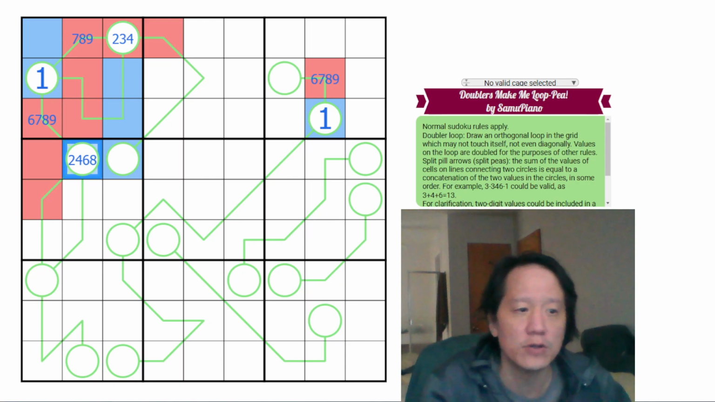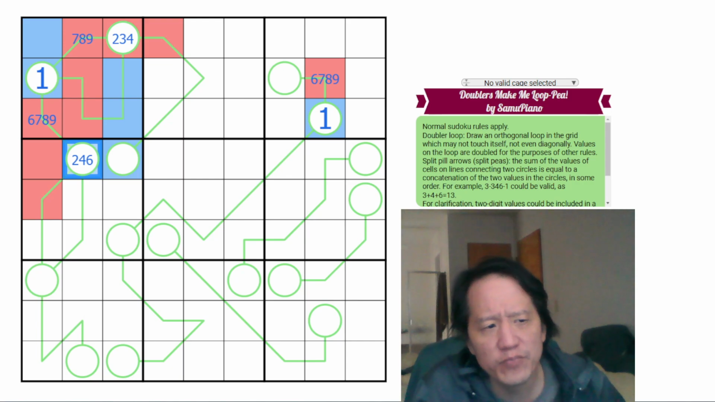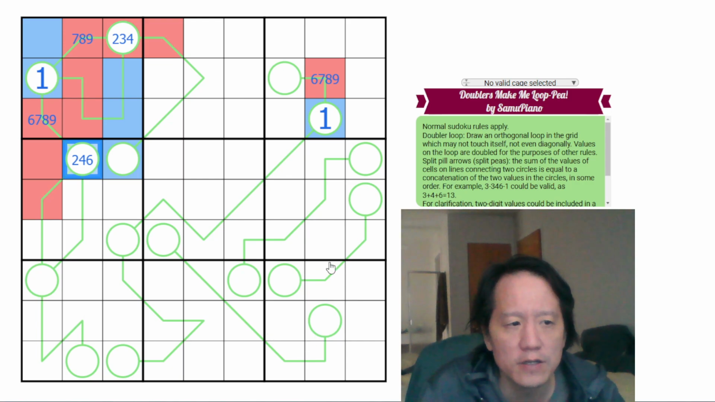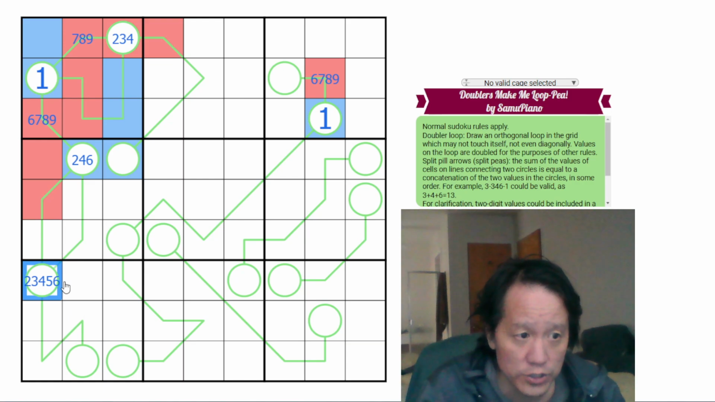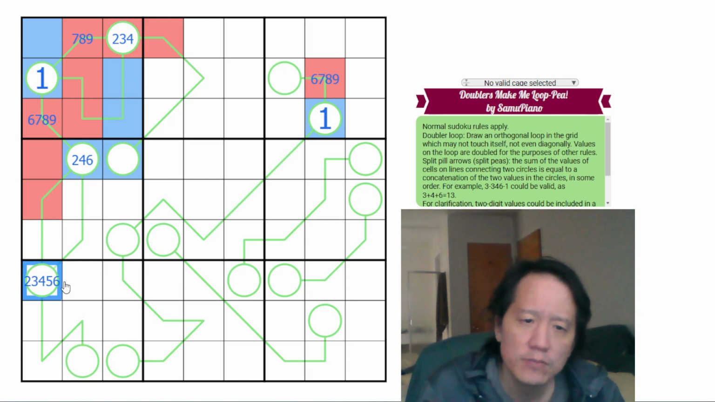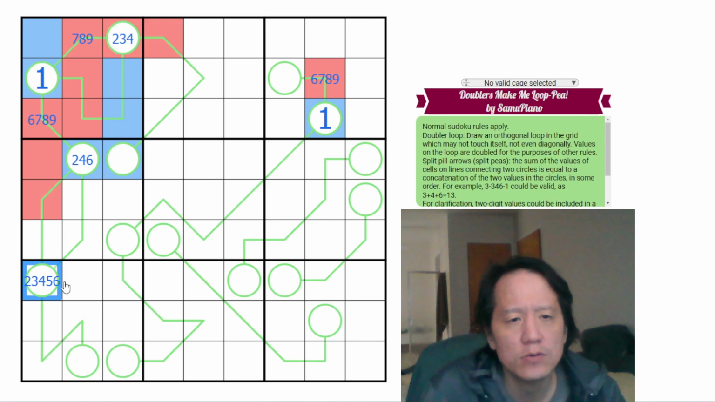So this cannot be 28. Let's say that was 26, right? If you had 26, you had 9 doubled and then 8 single. You could have 6, 7 doubled, and that would add up to 26. So that's fine. So this is 2 through 6. This is also 2 through 6. It could potentially be doubled. Unlikely, though. Right? It could be 24 and then doubled twice.